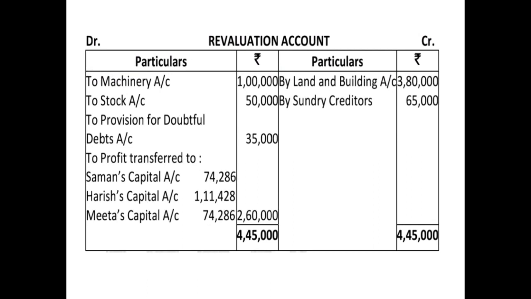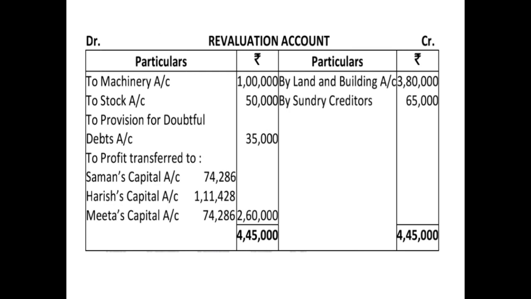Now let us see the revaluation account. On the debit side, we have shown decrease in asset, that is machinery 1 lakh, stock 50,000, and we have shown the provision on the debit side at 35,000. On the credit side, we have shown increase in assets and decrease in liabilities as by land and building 3,80,000 and sundry creditors 65,000, as we have already discussed while discussing the question. So after putting up all the revalued items, we have compared the debit and the credit side.